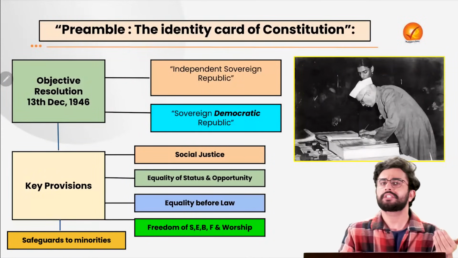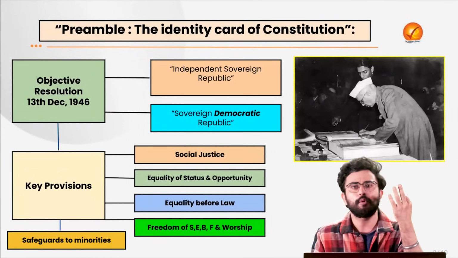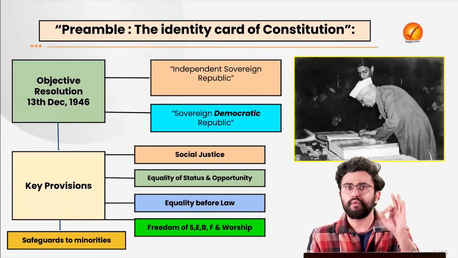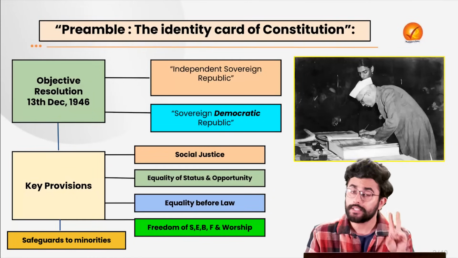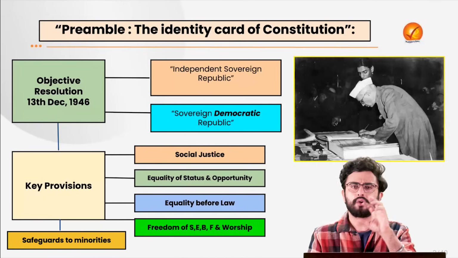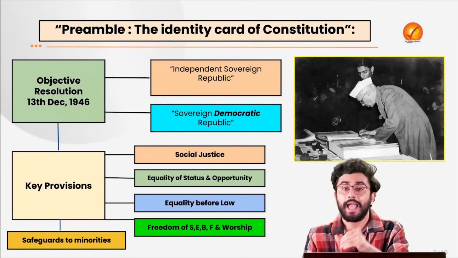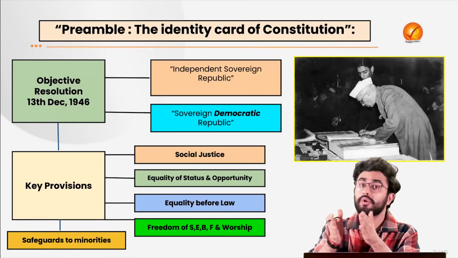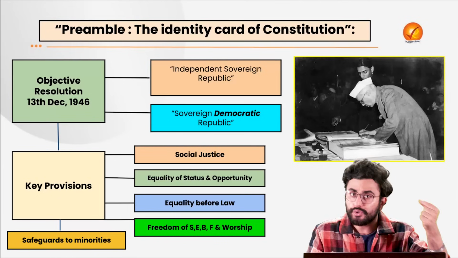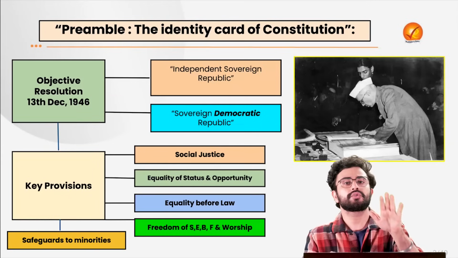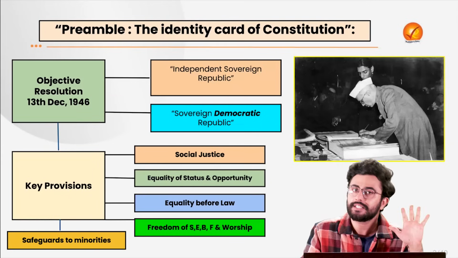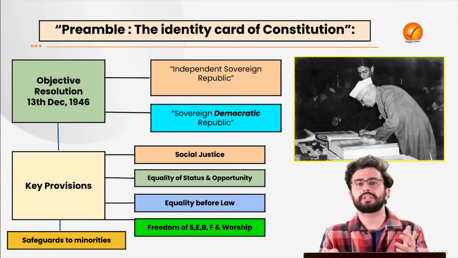So we'll start today's discussion by understanding 3 important fundamentals. The first is what constitutes the preamble. The second is what the preamble looked like on 26th of November 1949, the day of its adoption. And third is how the preamble looks now after the changes introduced to it by the 42nd Constitutional Amendment Act of 1976.